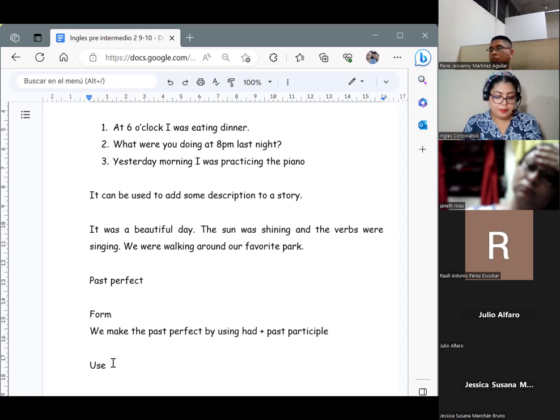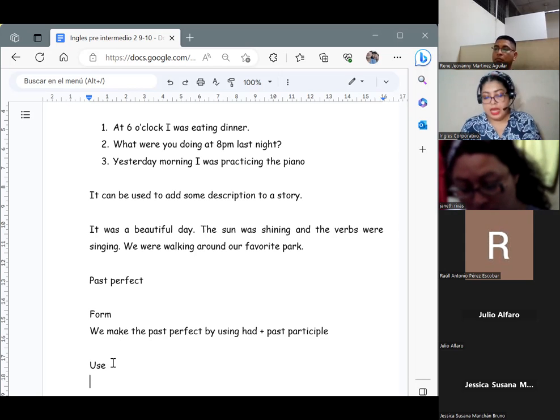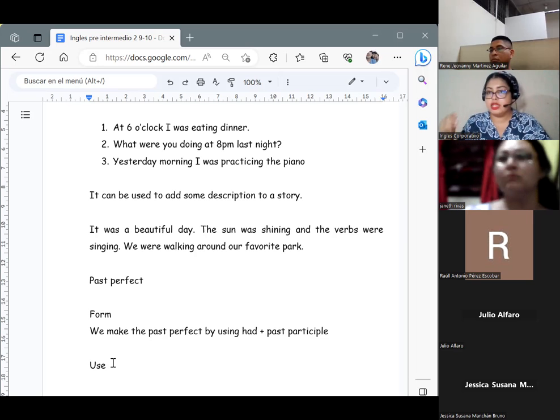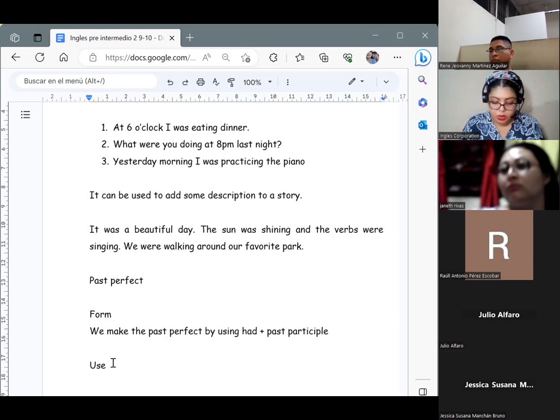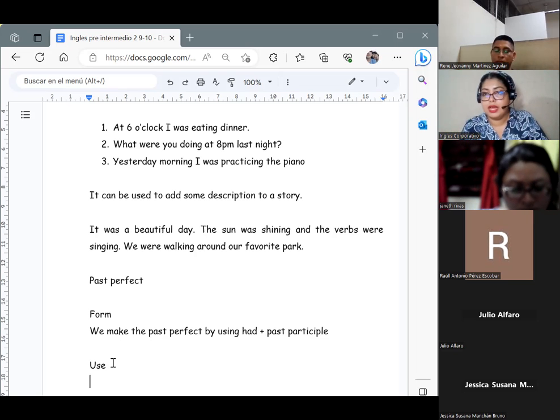Ahora, esta parte básicamente nos dice que vamos a utilizar el pasado perfecto para hablar de una acción que sucedió antes de otra acción, pero que obviamente es una acción pasada. Yo tengo dos acciones, pero las dos acciones están conectadas entre sí. Son dos acciones que yo estoy realizando juntas o que una tiene que ver con la otra. Y obviamente van a estar en el pasado, solo que en este caso, one of the actions, una de las acciones va a estar en pasado perfecto y la otra acción va a estar simplemente en pasado simple.